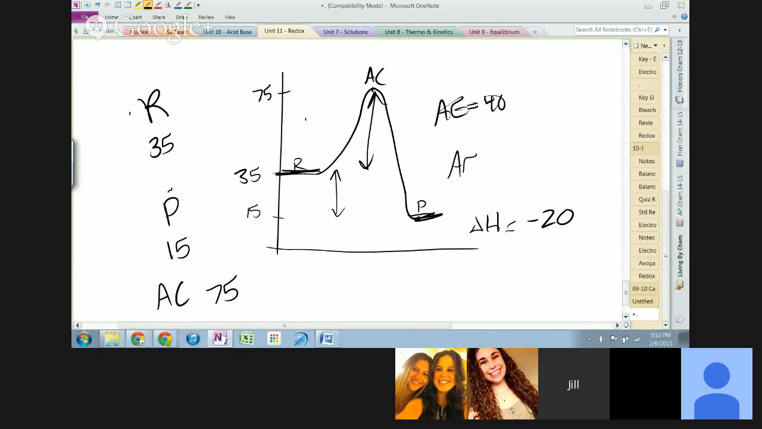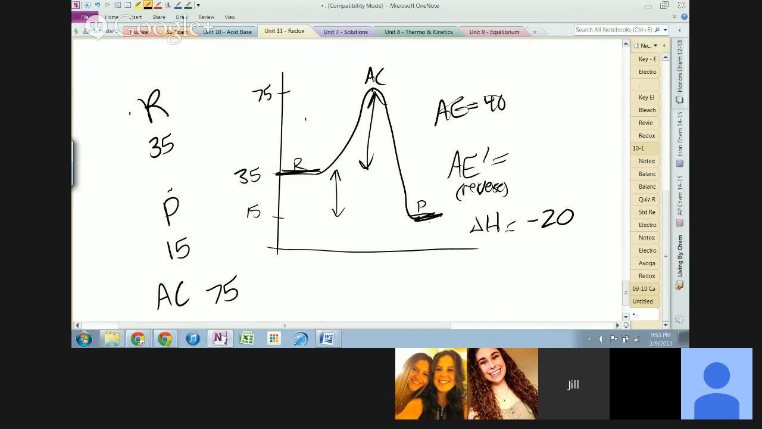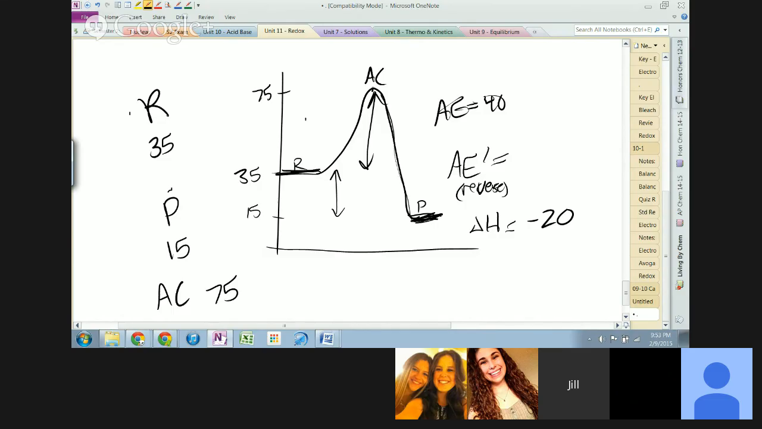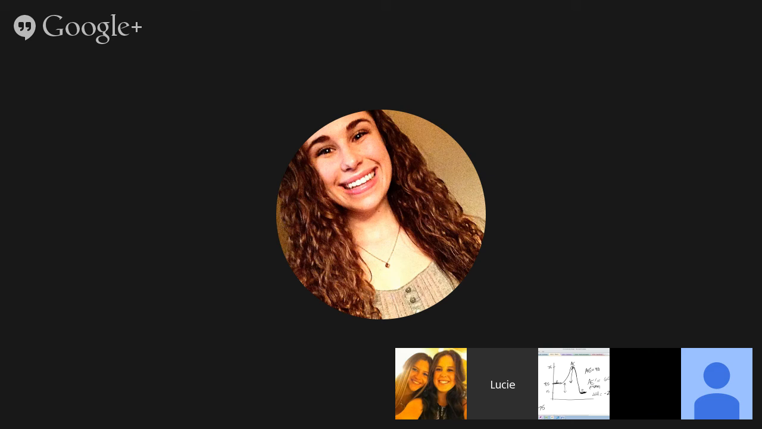And what about the activation energy for the reverse reaction? 60? Or no, 50, right? Wait, what's 75 minus 15? Yeah, you're starting at 15, you have to get up to 75. The difference there is 60. Okay, that makes sense.